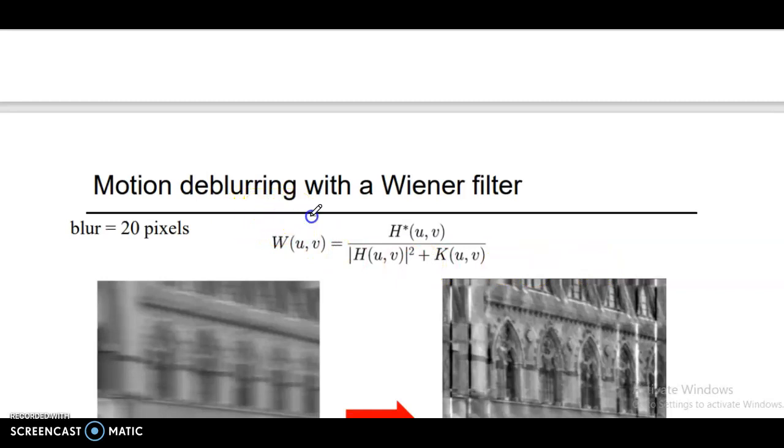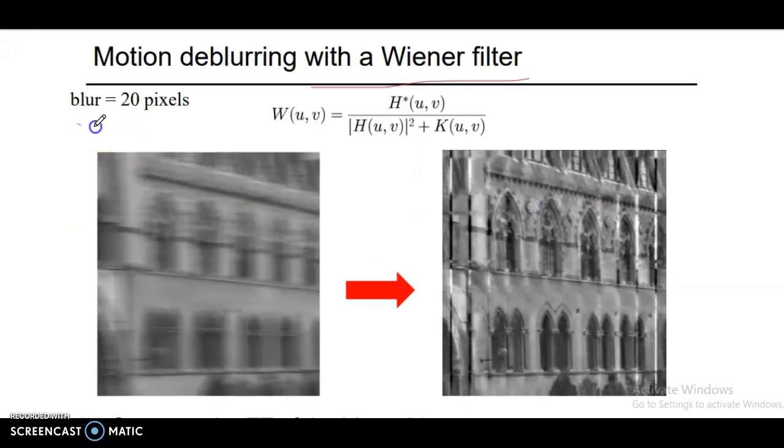Motion deblurring with a linear filter. For a blur of 20 pixels, W(u,v) equals H conjugate of (u,v) divided by |H(u,v)| squared plus k. Motion deblurring with a linear filter.